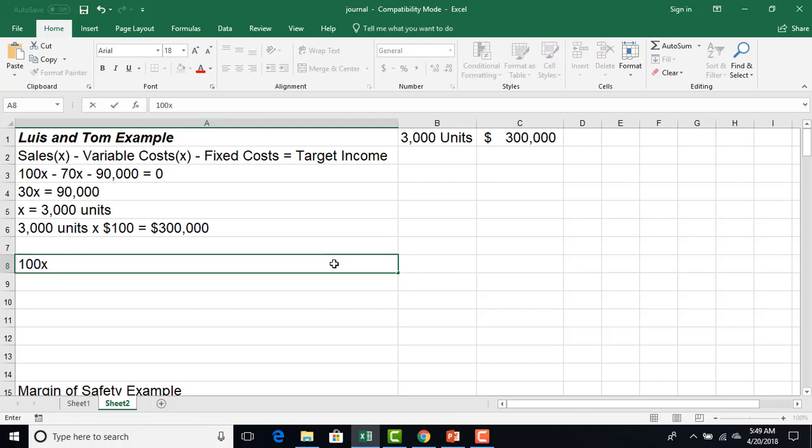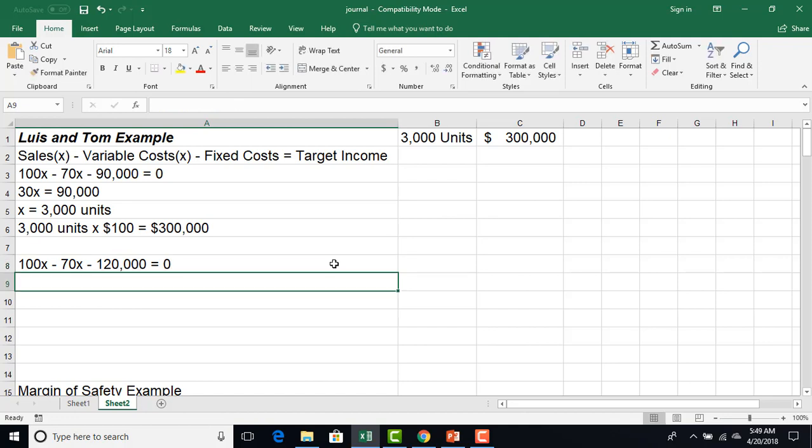I can do that again. 100x, my selling price didn't change. 70x, my variable cost didn't change. My change here is an increase of $30,000 in fixed costs. So instead of $90,000, I now have $120,000 in fixed costs. I'll still set this equation equal to 0. I'll combine my x's. I have 30x equal to, I'll add $120,000 to each side, so equal to 120,000.